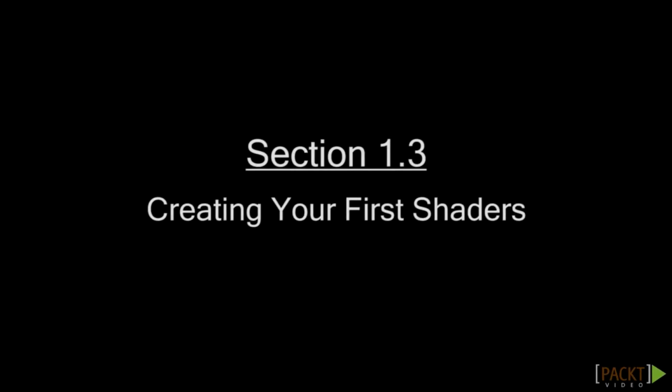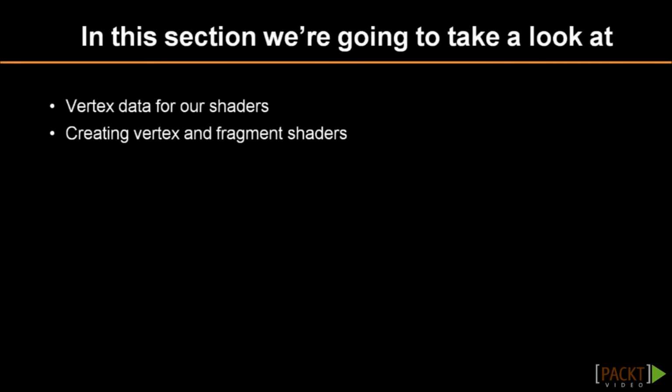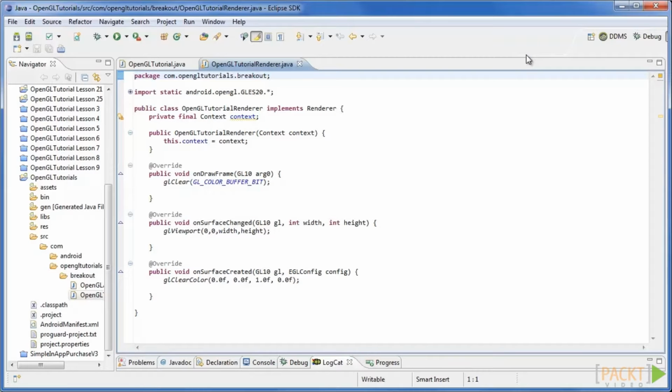Hello everyone, this video is called Creating Your First Shaders. In this lesson, we will start sorting our vertex data for our shaders, as well as creating a basic vertex and fragment shader. The first thing we are going to do is define our vertices for a simple square using an array of floats. With OpenGL ES, objects can be drawn with points, lines, or triangles, so for a square, the best way is to use 2 triangles.